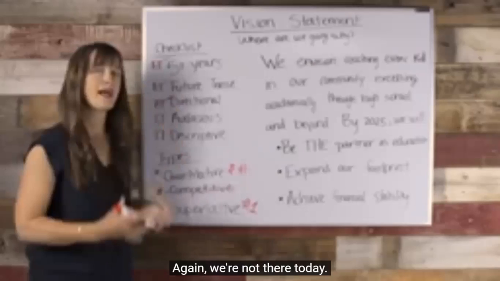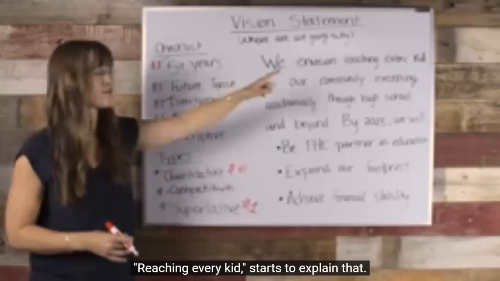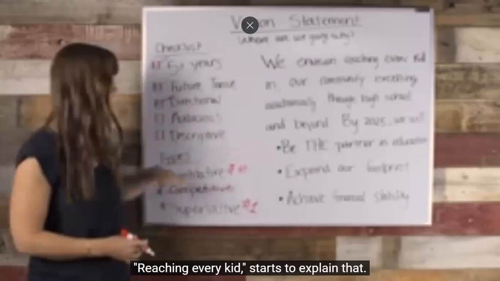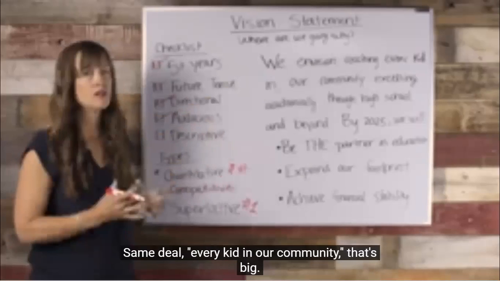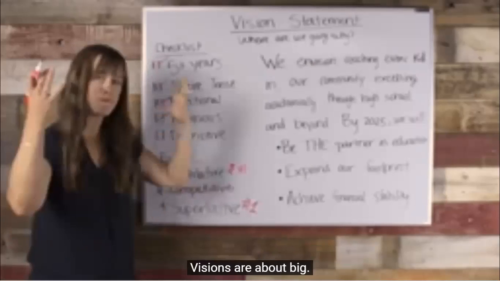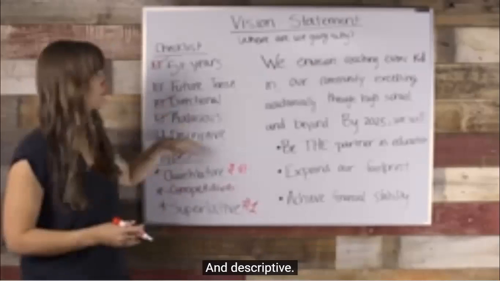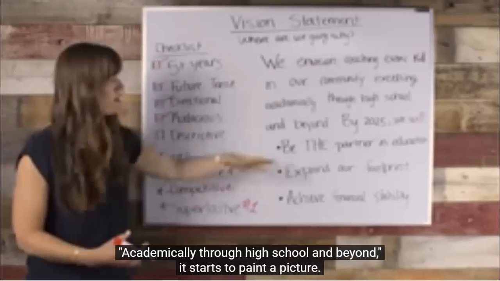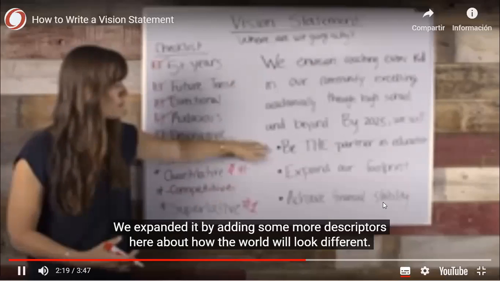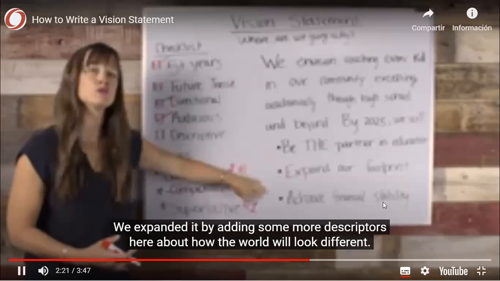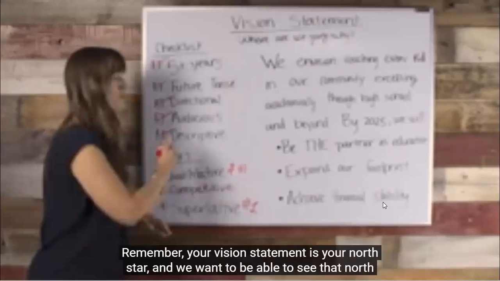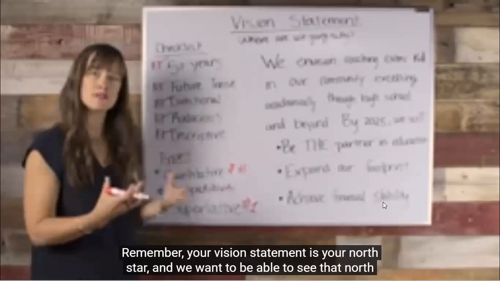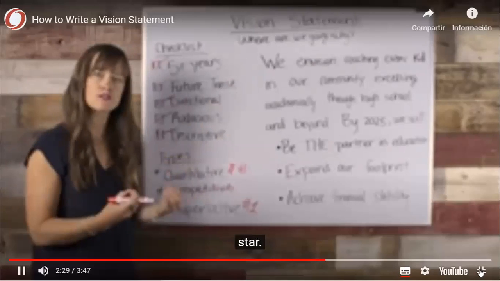It's directional. Again, we're not there today. Reaching every kid starts to explain that. Audacious. Same deal, every kid in our community, that's big. Visions are about big. And descriptive, academically, through high school and beyond, it starts to paint a picture. We expanded it by adding some more descriptors here about how the world will look different. Remember, your vision statement is your North Star, and we want to be able to see that North Star. So let's create a clear picture.